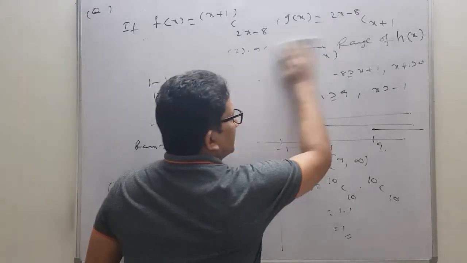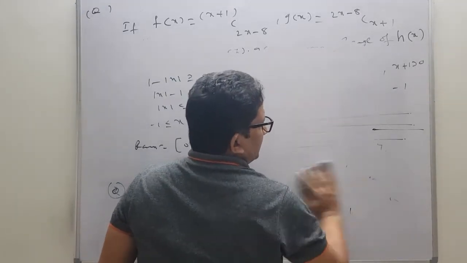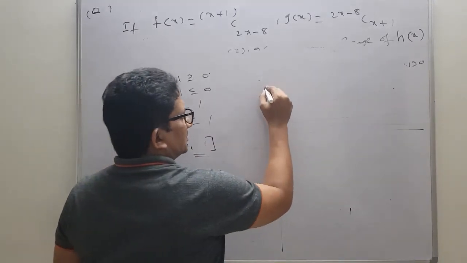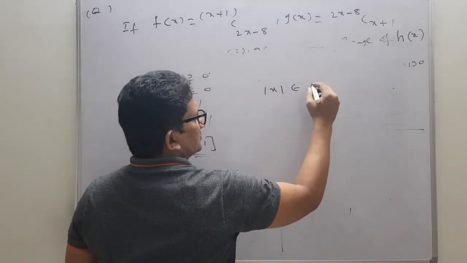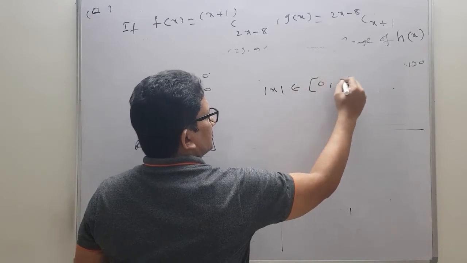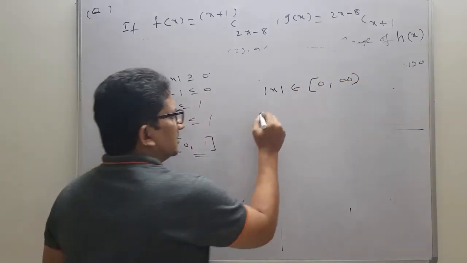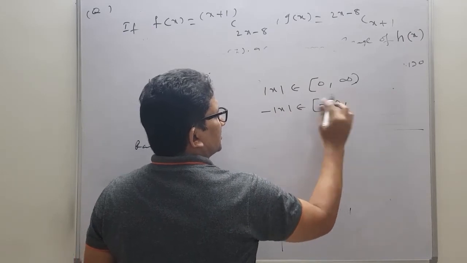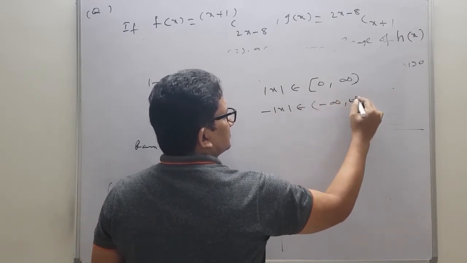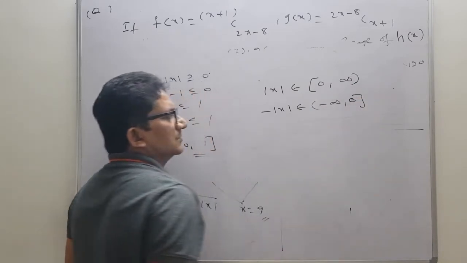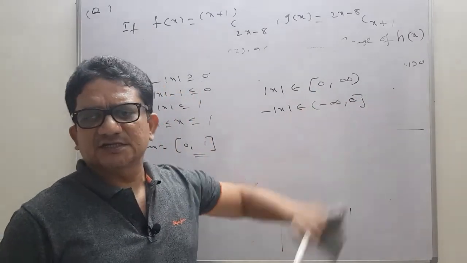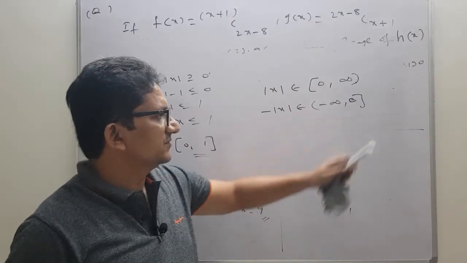That was with the help of the domain we did. Another way, why don't we try like this this time? We will check, see. We know that modulus of x belongs to 0 to infinity. Minus modulus of x, if you do, what will we get? Minus infinity to 0, because this thing will reverse. Because we are multiplying by a negative, the inequalities change, or not? See. We will get minus infinity to 0.